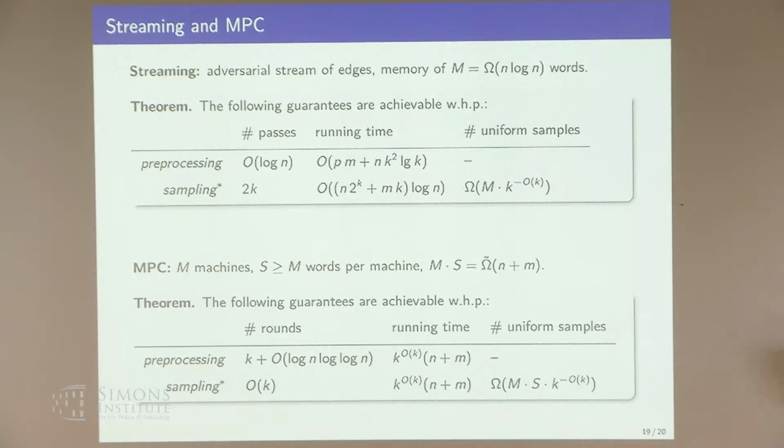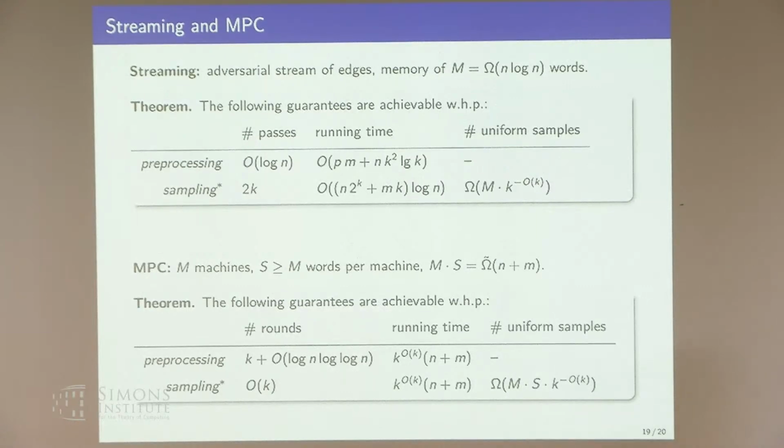We assume a memory of n log n words of logarithmic size, and G is arriving as an arbitrary stream of edges. We do the preprocessing and sampling exactly as we did here, only that now the preprocessing is taking log n passes and this running time, and the sampling 2k passes, but it's going to sample a lot of uniform samples in parallel. So basically, all the memory you have is filled with uniform, independent graphlet samples, and similar guarantees for MPC.